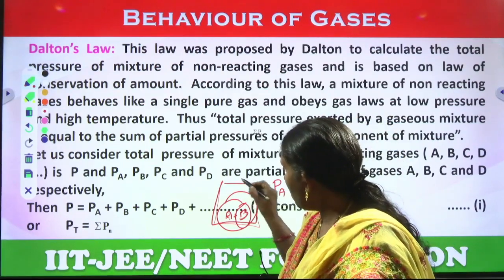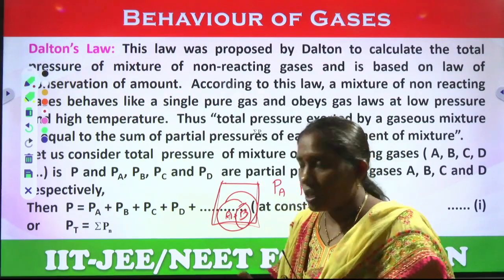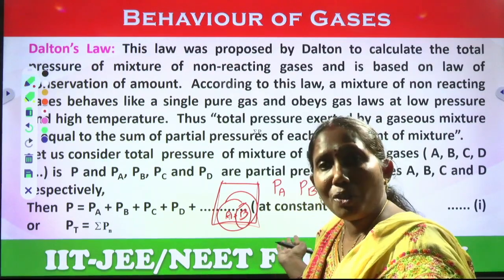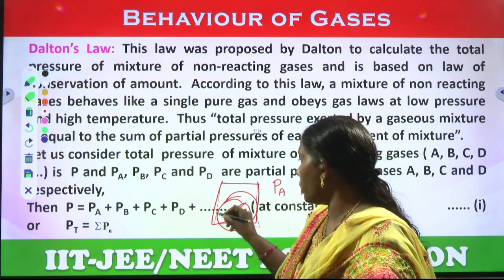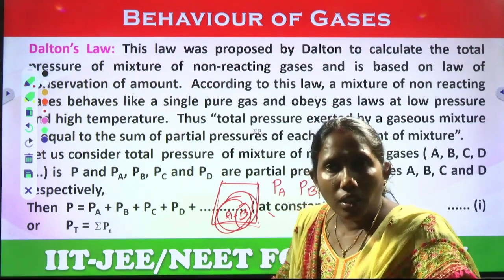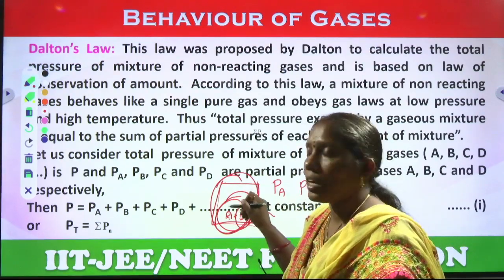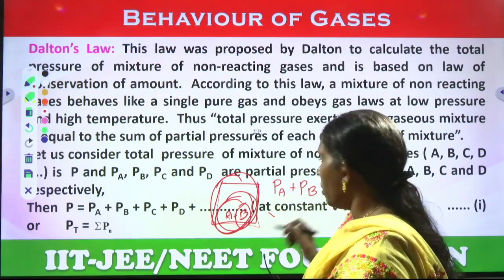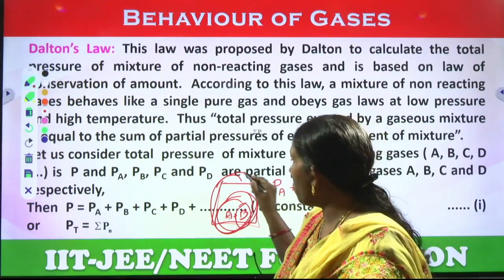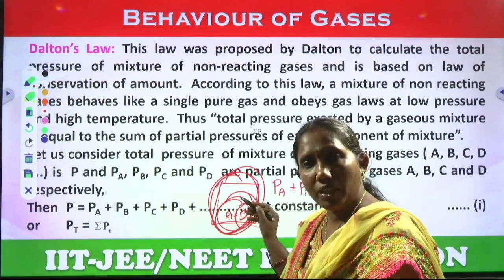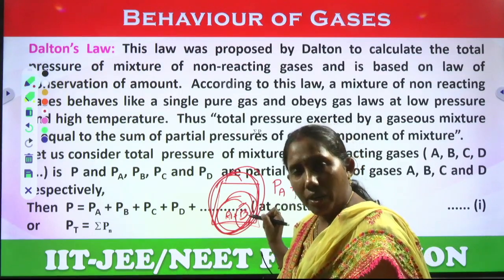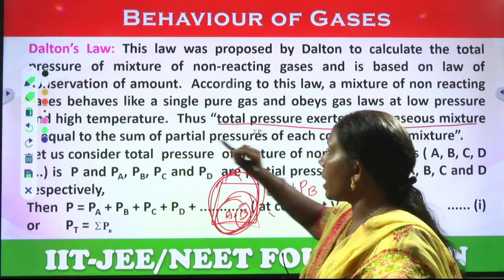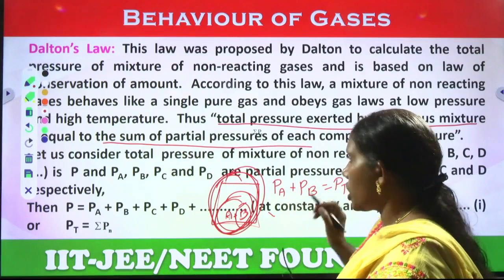After the mixing, there is one condition in Dalton's law: A and B are not supposed to react. If they react they will form a new product, right? So two non-reactive gases are kept in a container. The total pressure exerted by this container will be equal to the sum of its partial pressures. This is Dalton's law: the total pressure exerted by the gaseous mixture is equal to the sum of its partial pressures.